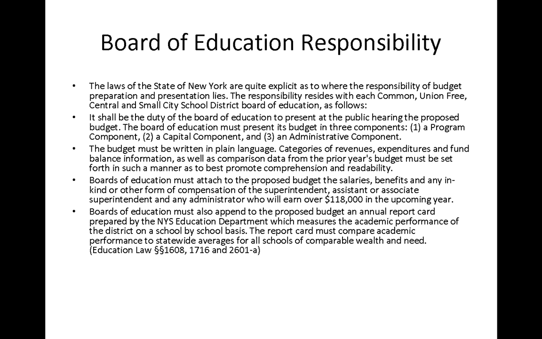It is felt, the law that went into effect, that this sort of presentation, administrative, capital, and program, gives the best information to stakeholders so that they can make an informed decision about whether or not to vote for the budget. And then it goes on to say that the budget must be in plain language, with categories of revenue, expenditures, fund balance, etc., along with a comparison of the prior year.